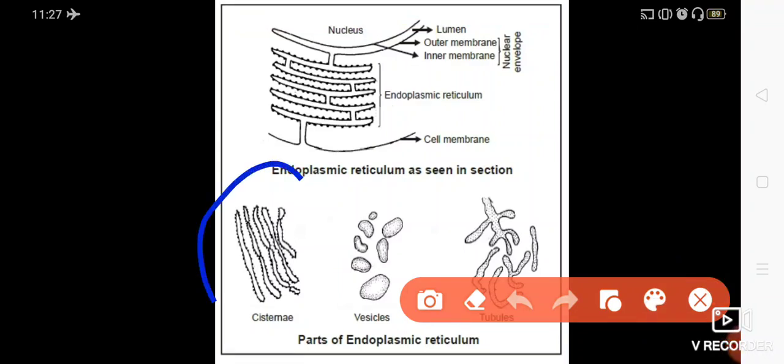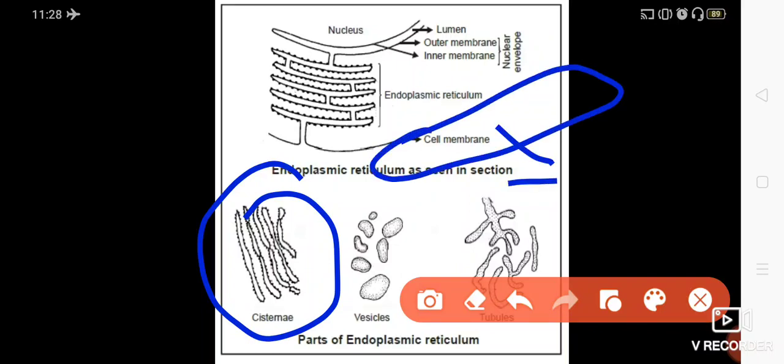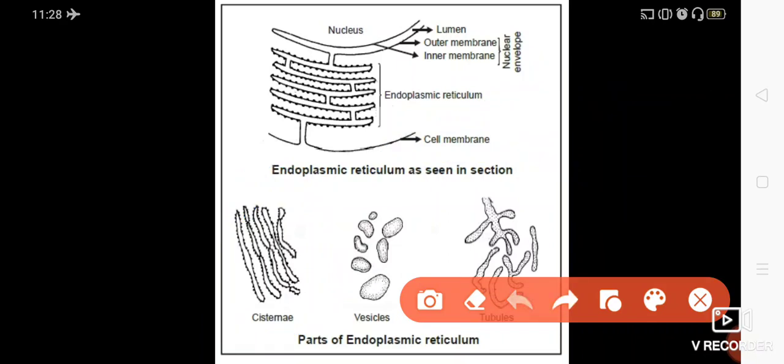These are the three structures which form the endoplasmic reticulum. Cisterna are the long flattened tube-like structures which are vacant from inside. These have free space, the lumen. These are unbranched, long flat structures. Then vesicles are the rounded or oval-shaped structures which form the endoplasmic reticulum. And then there are structures known as tubules.